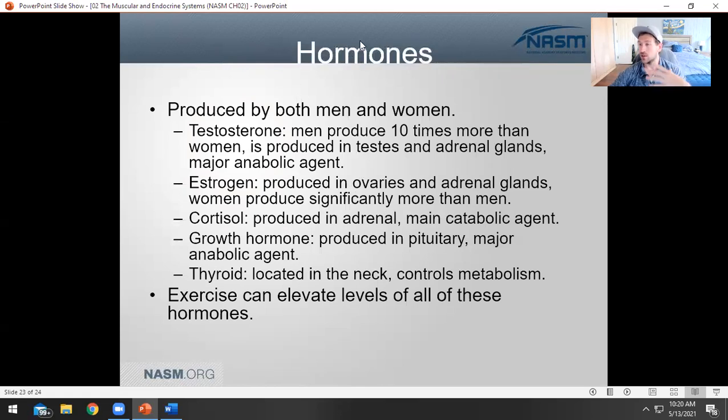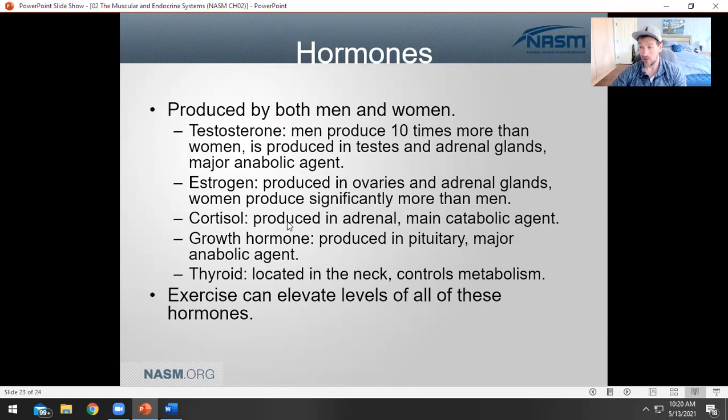Like I said, hormones are sort of a control mechanism within the body. They're produced by both men and women. Women do produce testosterone. Men do produce estrogen. It's just that the different sexes produce different levels of each of them.